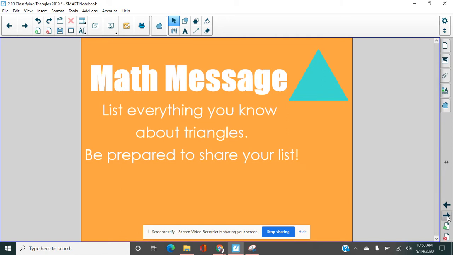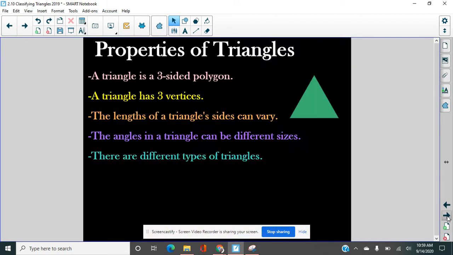All right, next we're going to start with our prior knowledge, our background knowledge about triangles. What are some things that you know about triangles? Go ahead and tell me some things you know. All right, things that might have been on your lists. Maybe you said a triangle has three sides. It is also a polygon. Polygon means a shape with many sides. So it is a polygon.